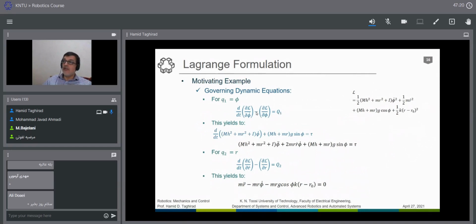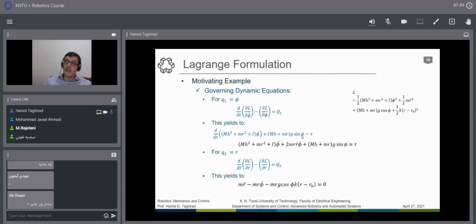So we first find the derivative with respect to phi dot. As you see, this part comes out of here. The rest doesn't have phi dot, so this would be the part here. And then with respect to phi, we have only cosine of phi here. We find the derivative as this part, and Q1 in direction 1 is equal to tau.